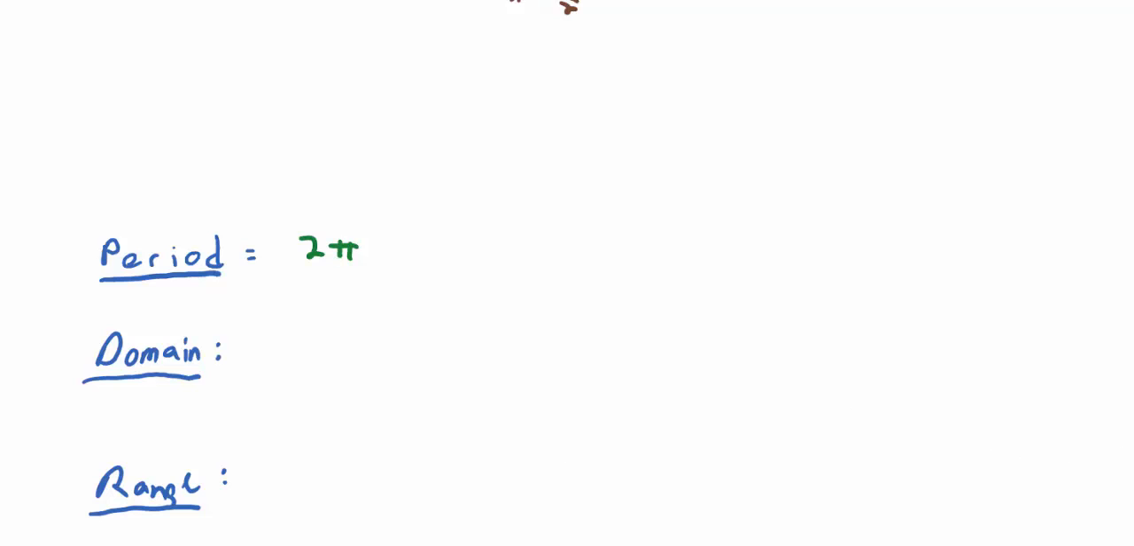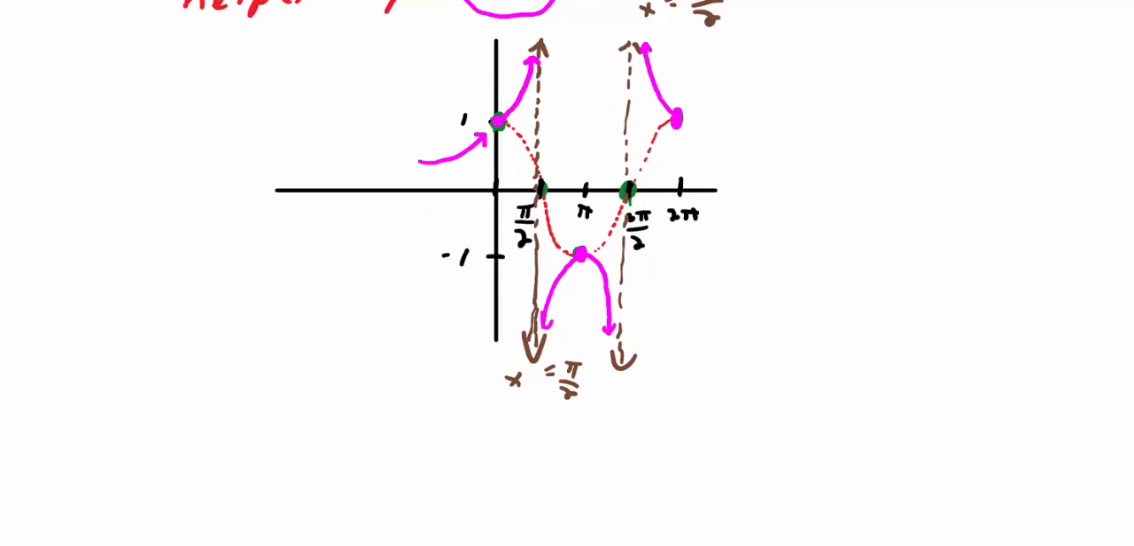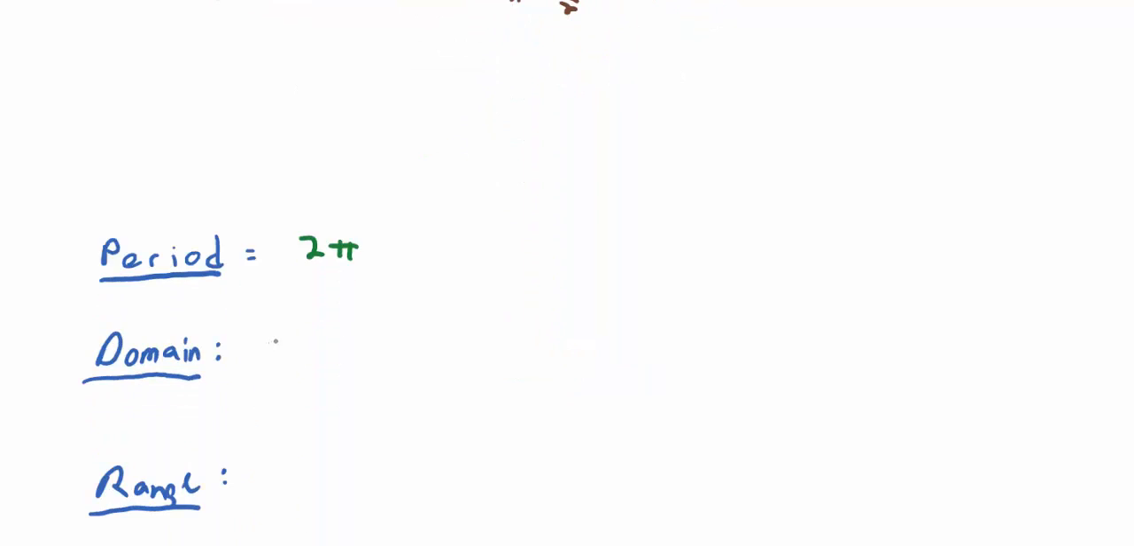The domain, it's going to be the same as tangent. I'll let you see what we did previously. Because when you write in terms of sine and cosine, the denominator of the tangent function is cosine of x, right? When you write it in terms of cosines, the denominator is the cosine function. So the domain has the same asymptotes as the tangent function.